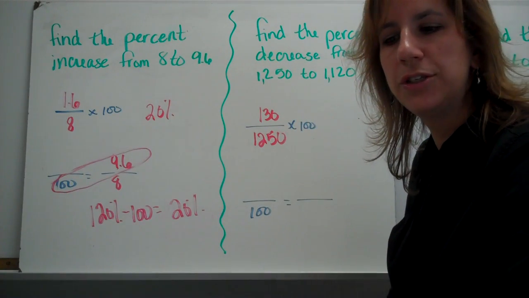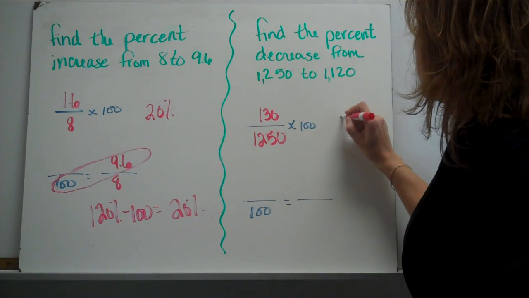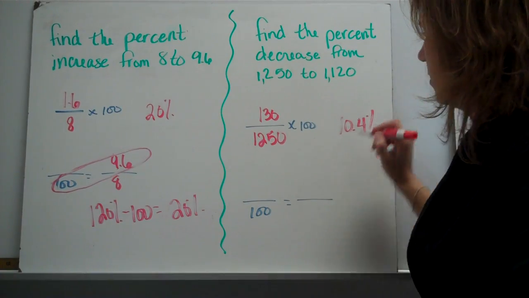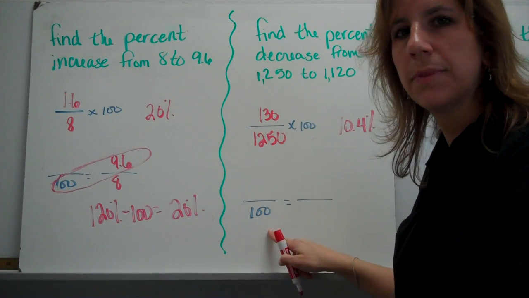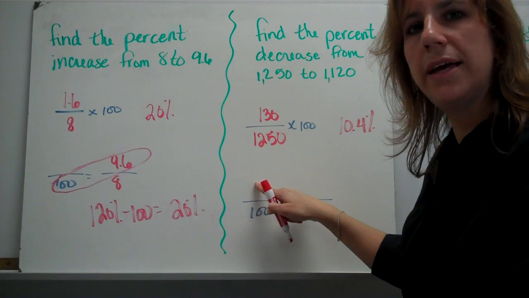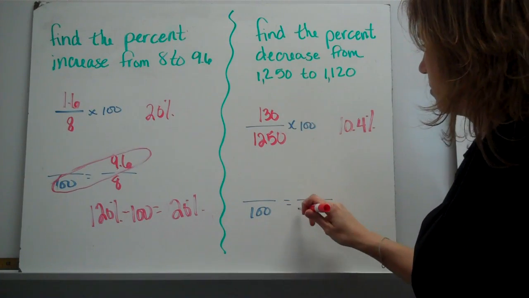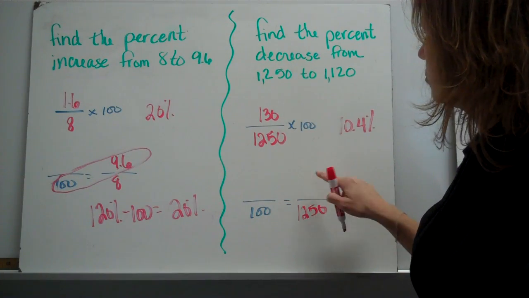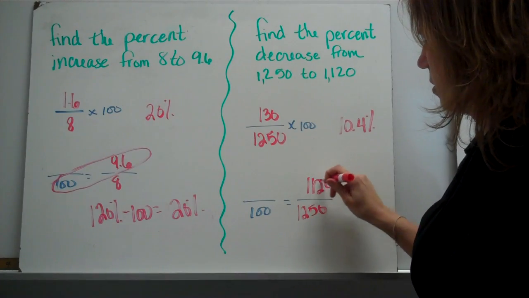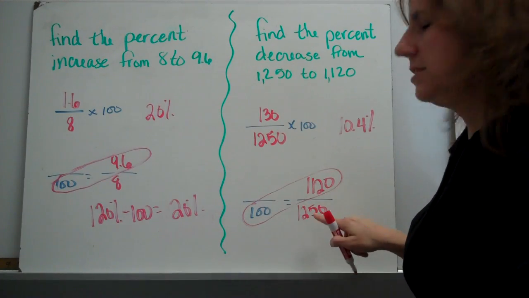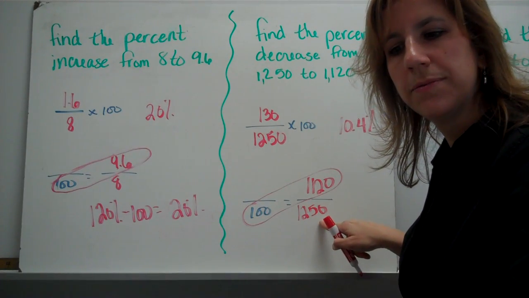Divide, times by 100. All right, now try this one. We don't know the percent. Where did we start? Where did we go to? Cross multiply. Divide by the number that's left.